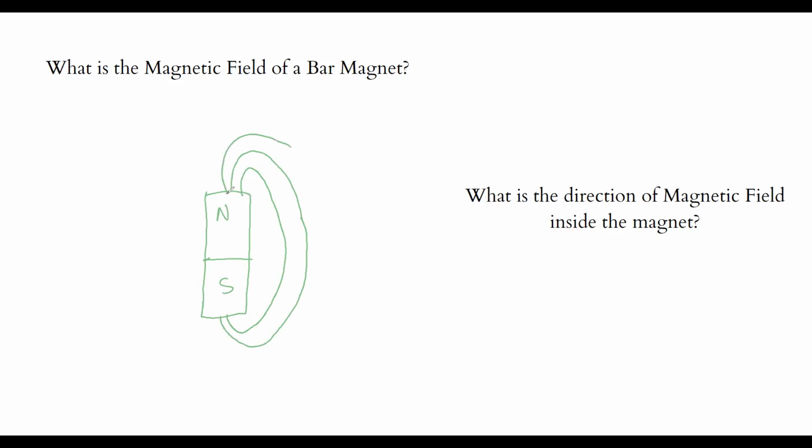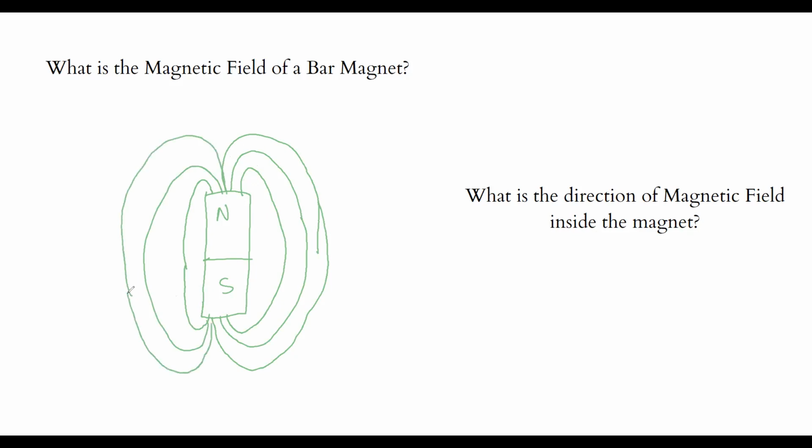So if we have three lines on one side, very similar lines will be created on the other side of the axis of the bar magnet. These lines should be symmetrical around the axis of the bar magnet, right? So the magnetic field lines extend from the north to the south. So inside the bar magnet, what is the direction of the magnetic field?